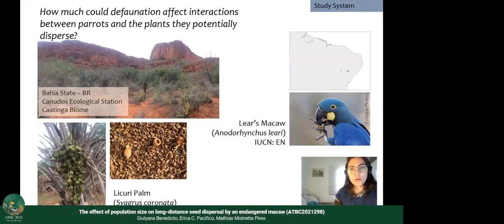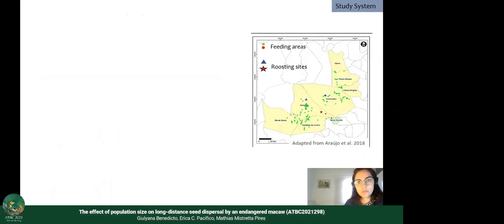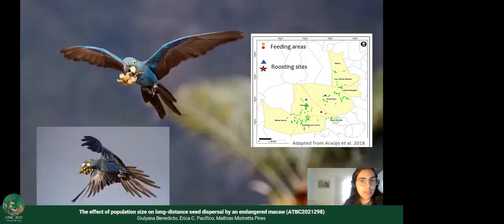The licuri palm has zoochoric dispersal, and under its trees dozens of propagules accumulate, as in this photograph. And the licuri is the main food of this macaw. These birds can fly about 45 kilometers from their roost sites to their feeding areas, and these feeding areas are spread in small patches and unfortunately are not under protection. Macaws are predators of the licuri seeds, but they are often seen carrying the fruits across the feeding areas and sometimes even to the nesting grounds.